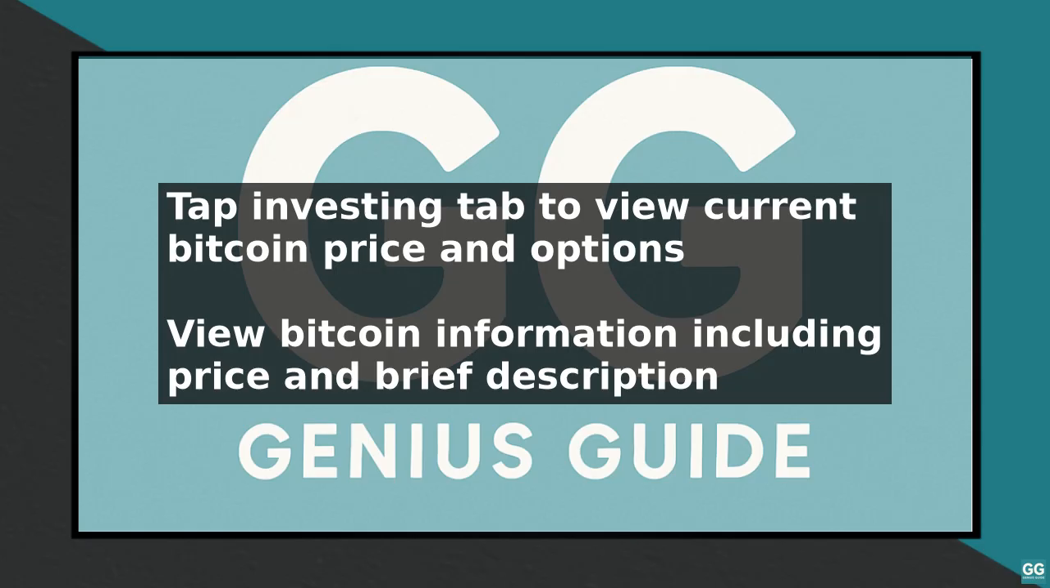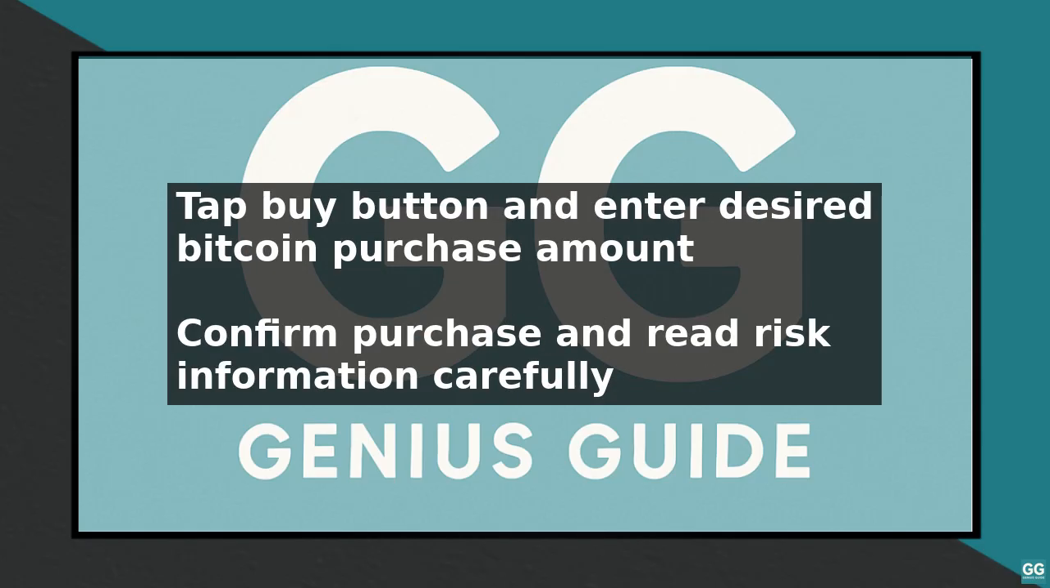Cash App will then prompt you to confirm your purchase and provide some basic information about the risks associated with buying Bitcoin. Read through this information carefully and tap Confirm to complete your purchase. Your Bitcoin will be stored in the Cash App until you are ready to sell or transfer it. It is a good idea to set up two-factor authentication and enable any additional security features.